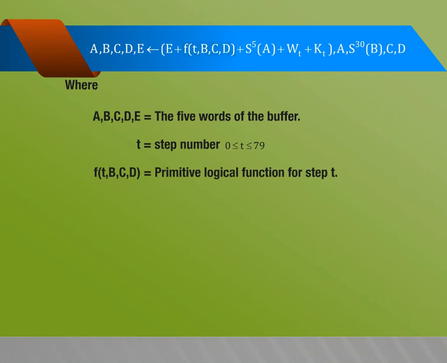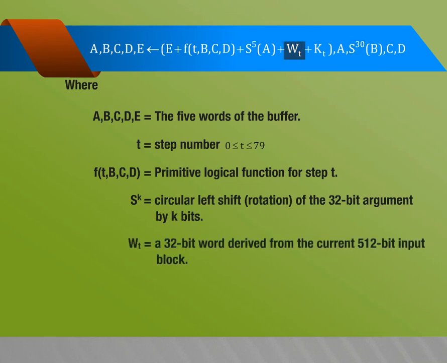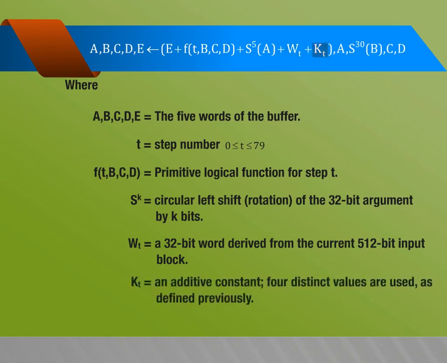f of t, B, C, D is equal to the primitive logical function for step t. S power k is equal to circular left shift rotation of the 32-bit argument by k bits. Wt is equal to a 32-bit word derived from the current 512-bit input block. Kt is equal to an additive constant. 4 distinct values are used as defined previously. Plus is addition modulo 2 power 32.